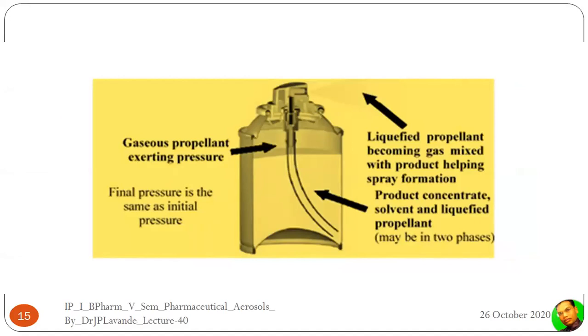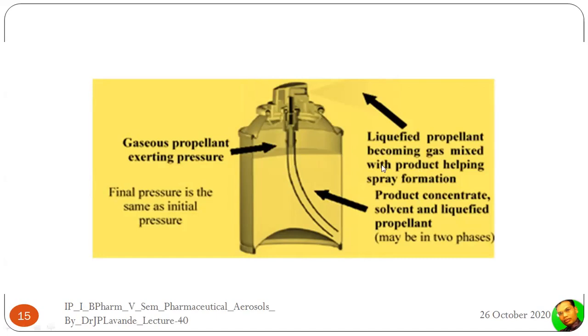This is important because over a period of shelf life, upon storage, as time passes, the ability to expel the content goes on decreasing in most propellants, in most aerosol systems. And this is because of what? The initial pressure may not be equal to the final pressure. When the final pressure is equal to the initial pressure, it will maintain its working properly throughout its shelf life.